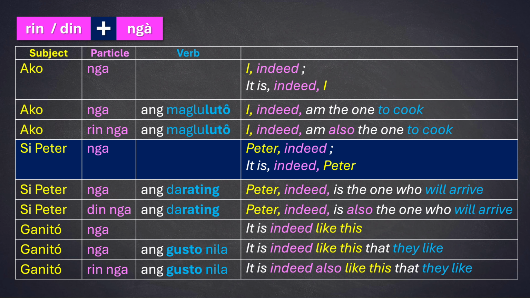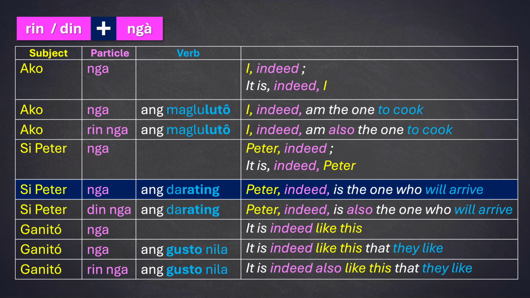Si Peter nga. Peter indeed. It is indeed Peter. Si Peter nga ang darating. Peter indeed is the one who will arrive. Si Peter din nga ang darating. Peter indeed is also the one who will arrive. Ganito nga. It is indeed like this. Ganito nga ang gusto nila. It is indeed like this that they like. Ganito rin nga ang gusto nila. It is indeed also like this that they like.